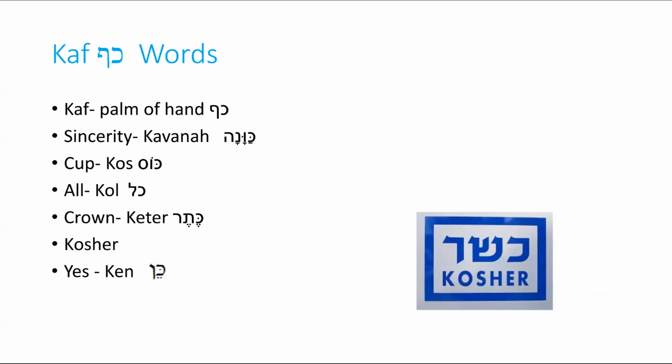Kaf words: kaf can mean the palm of a hand, a kaf. It can mean sincerity or intention. We often talk about when you go to pray or when you go to do something, you should have an intention, a focus, a sincerity about it. And that's called kavana, with a k as well. A cup is a kos, also has a cup shape. The kos is a kaf shape, I suppose. It's also a word meaning all, kol.